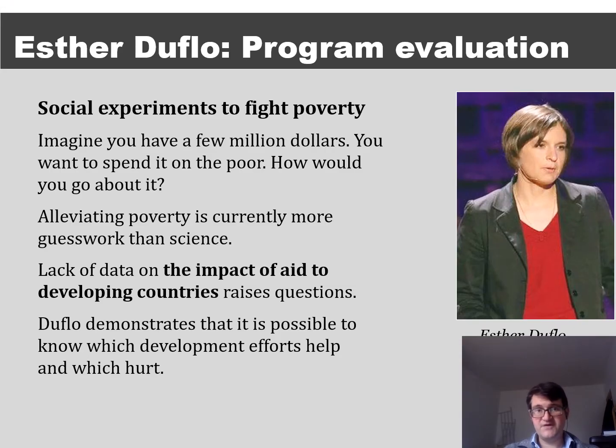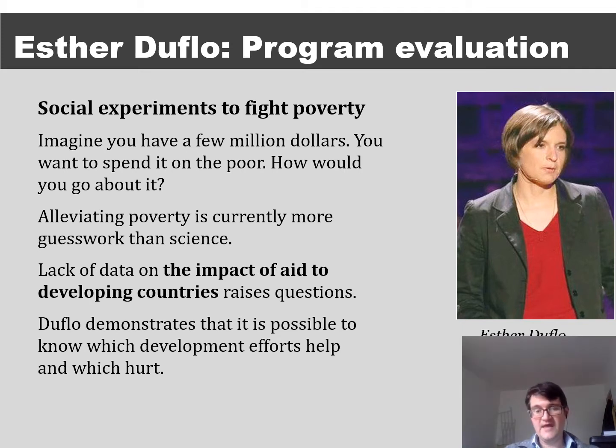So Esther Duflo is an economist who uses a lot of program evaluation design. Imagine you have a few million dollars and you want to spend it on the poor. How would you go about it? This is in terms of what's sometimes now called, I think, following the philosopher, the ethicist Peter Singer's terminology, effective altruism.